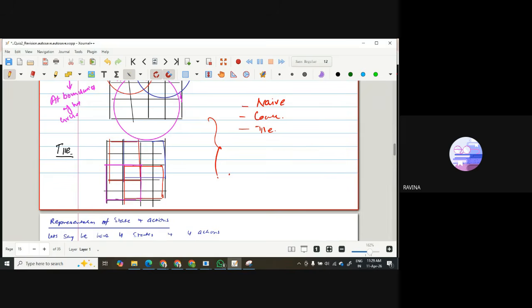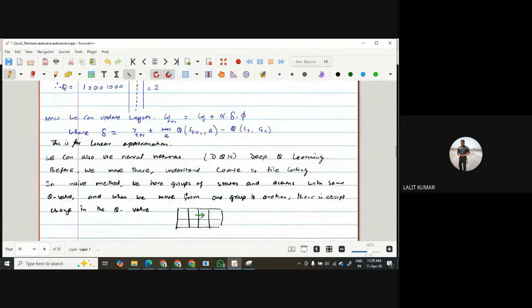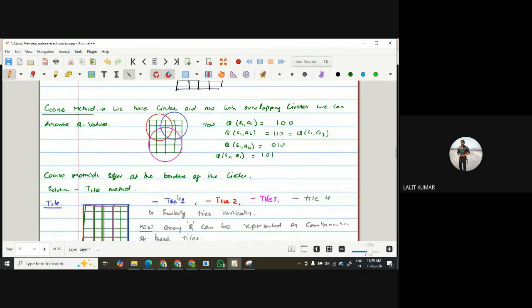Sir, instead of the tile method, we can come up with a better geometrical shape also now. Yeah, that has not been covered by the professor, so you can do research when you go for your MTech and PhD. Okay, so shall we go ahead again now to solve some questions?